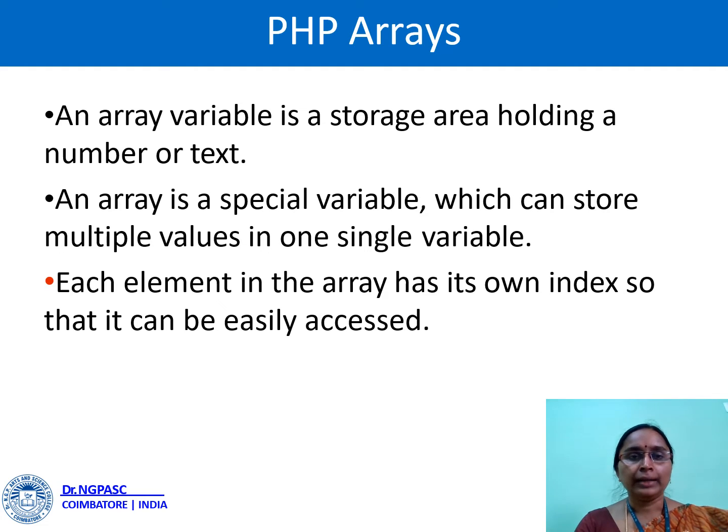First of all, the array variable is a storage area that holds a number or text. The array is a collection of variables that may represent similar kinds of values. So the array variable is a storage area holding numbers or text.